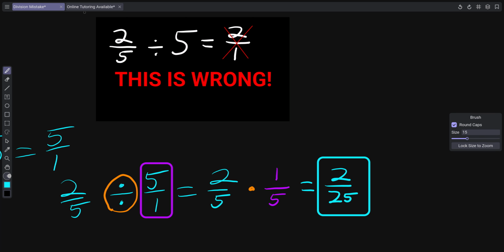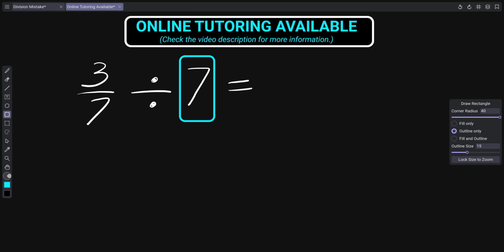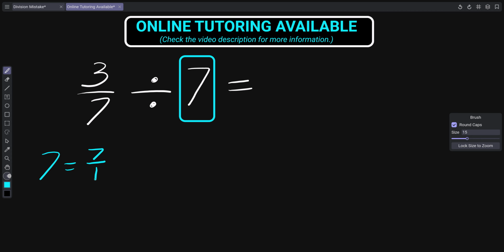I'll give you one more example. Let's say we had something like 3 over 7, and we wanted to divide this by 7. Well, the first thing we can do is take 7 and convert it into a fraction, and we can do that by just taking the whole number, putting it on top, and then putting a 1 on the bottom. And finally, we'll just rewrite that here. So we have 3 over 7, and we are dividing it by 7 over 1.